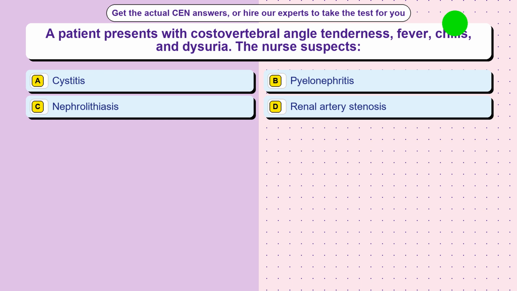Question 72. A patient presents with costovertebral angle tenderness, fever, chills, and dysuria. The nurse suspects Option A, cystitis. Option B, pyelonephritis. Option C, nephrolithiasis. Option D, renal artery stenosis.